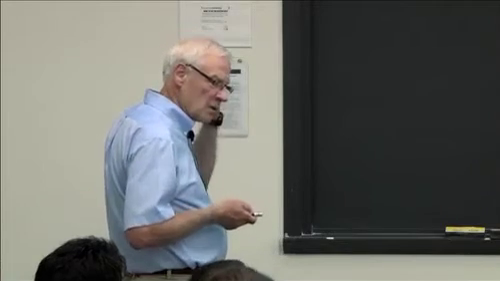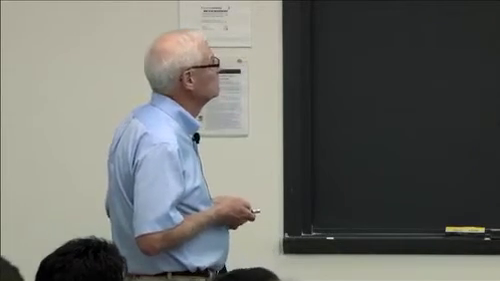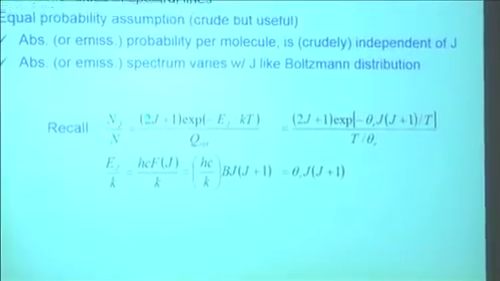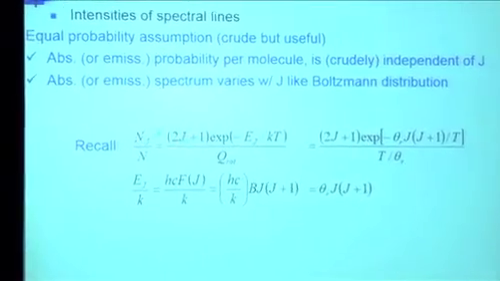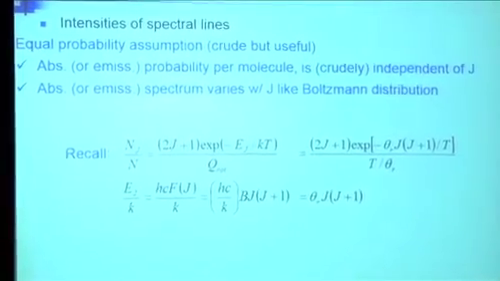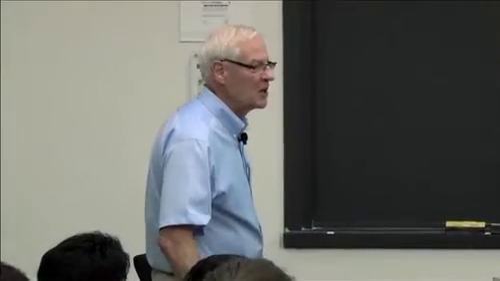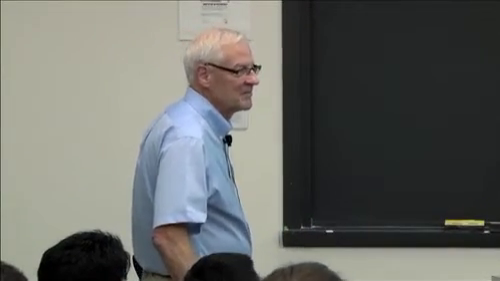And the same thing applies when we go to vibrations again. So here's our Boltzmann distribution again. Fractional population in J is 2J plus 1 times e to the minus. Where did that 2J plus 1 come from? Degeneracy. Why is it 2J plus 1? That's a trickier question.